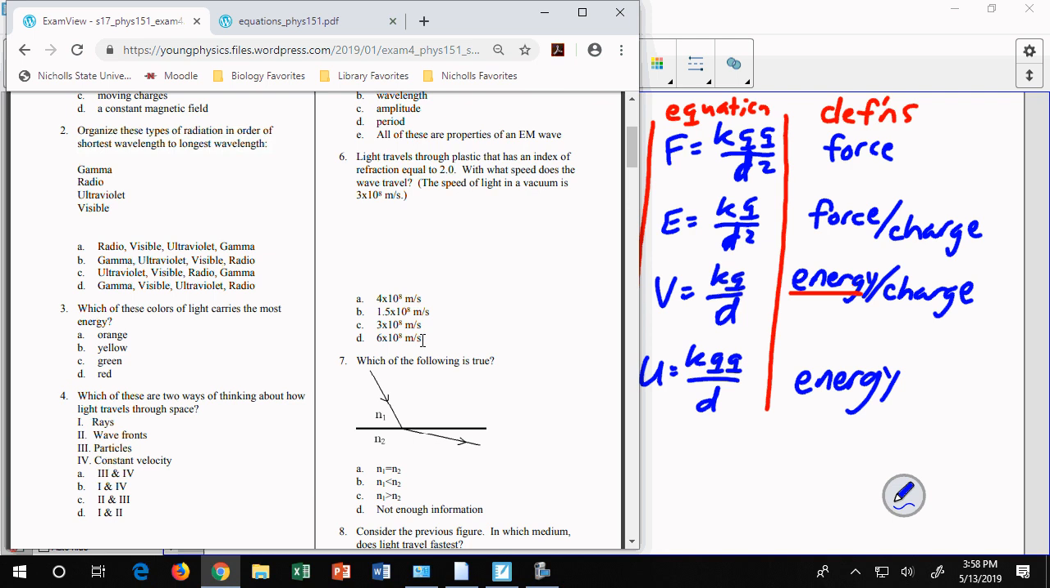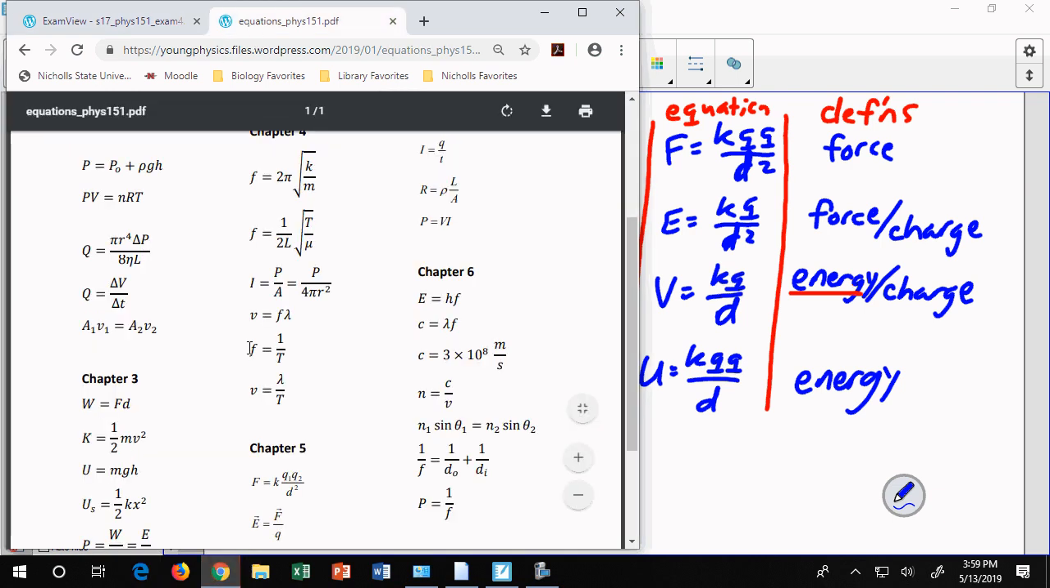And we did that with the whole wave fronts and, like, the tank driving. And so here it's asking how much does it slow down. So n is equal to c divided by v, where here c is the speed of light. This is 3 times 10 to the 8th. That's on your equation sheet, I think.